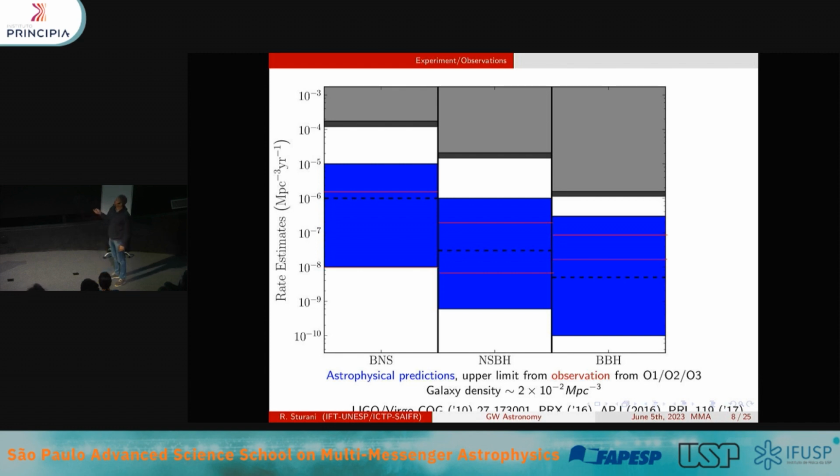So this is the rate of neutron stars. This is the rate of binary black holes. You see, the binary black hole rate is smaller. It's even less than 1 per million. But we see many more binary black holes. Again, this has to do with the reach.